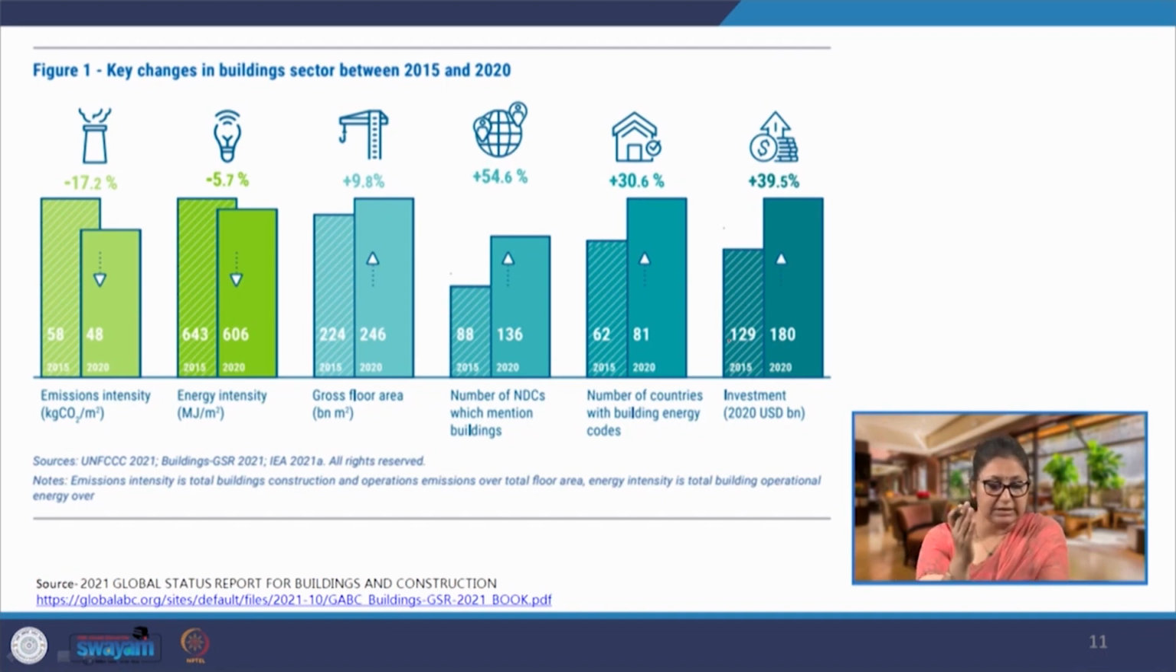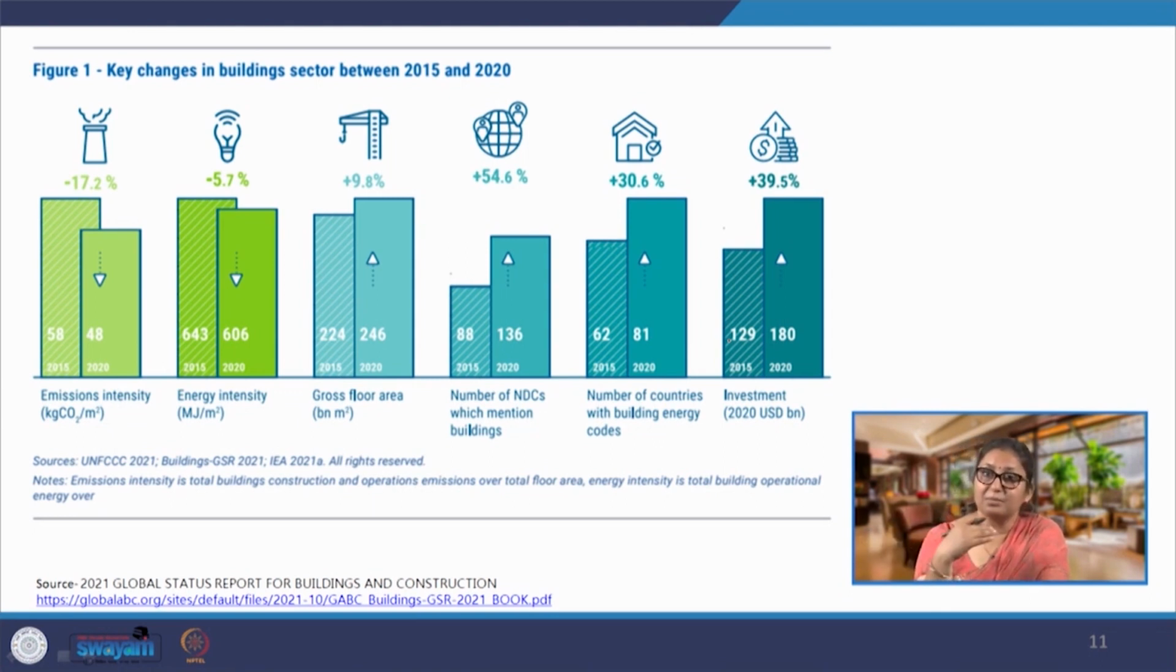So, most of the data is coming from this report, which comes out annually. If we look at the key changes in the building sector between 2015 and 2020, with a clear understanding that 2020 was a pandemic year, there was a significant reduction in construction activity. With this in mind, let us look at the figures. Overall, from 2015 to 2020, we see that the emission intensity per square meter is coming down across the world. Now, these are average numbers, which means that construction is becoming emission efficient.